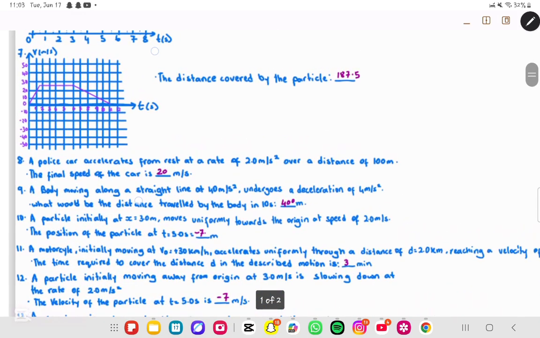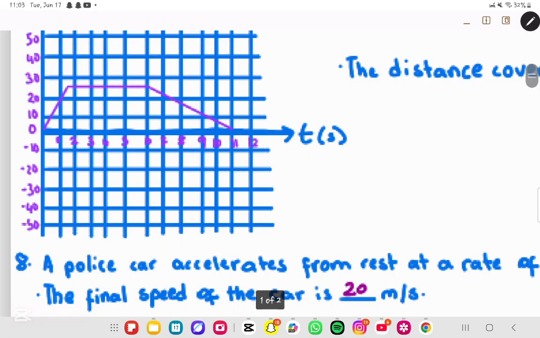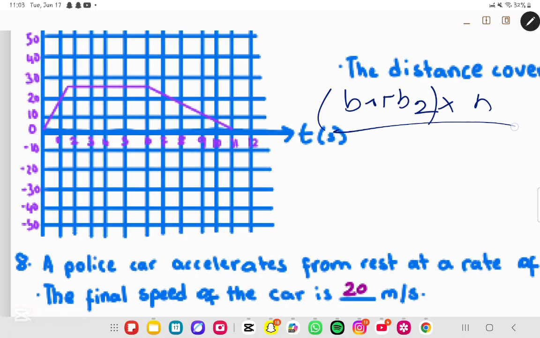We'll move on to question number 7. They said the distance covered by the particle. How do we find the distance covered by the particle knowing it's a velocity time graph? Very simply, you're going to find the area of the trapezium. So remember, area of the trapezium is base 1 plus base 2 times the height over 2, right?